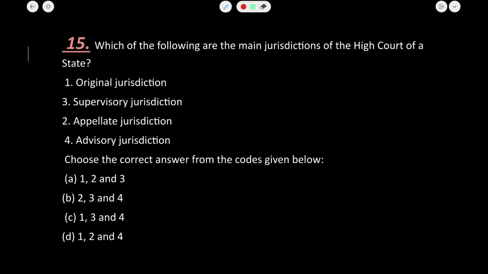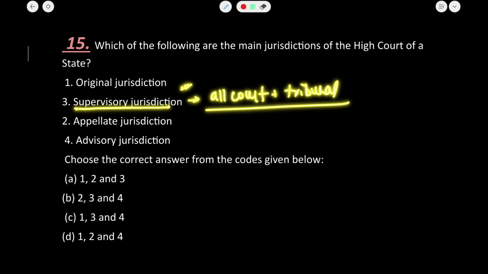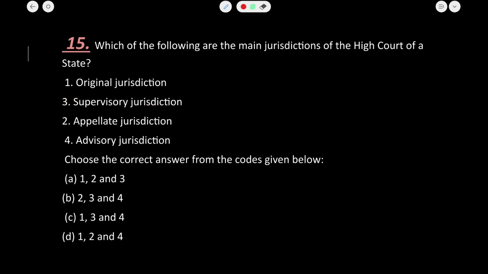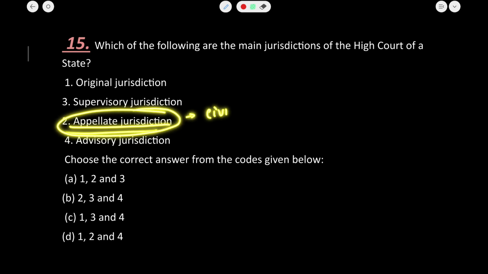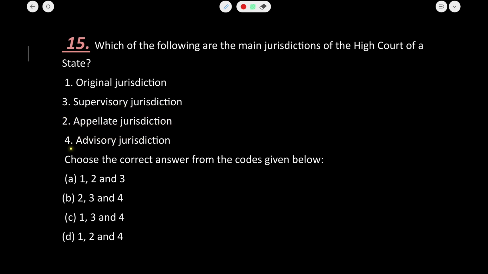Now, next is supervisory jurisdiction. Yes, there is supervisory jurisdiction. How? That the High Court has power of superintendence over all courts of the country as well as tribunals. But this does not include the military tribunals. Okay, so the High Court has supervisory jurisdiction in this. The High Court also has appellate jurisdiction in civil matters as well as criminal matters. Now the next point is advisory jurisdiction.